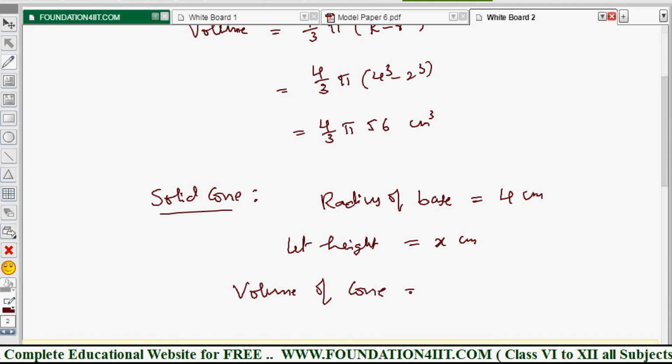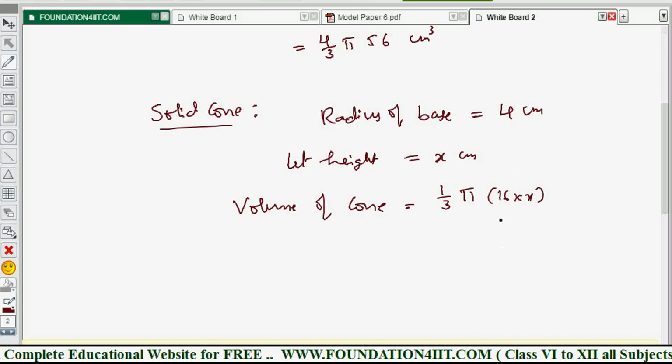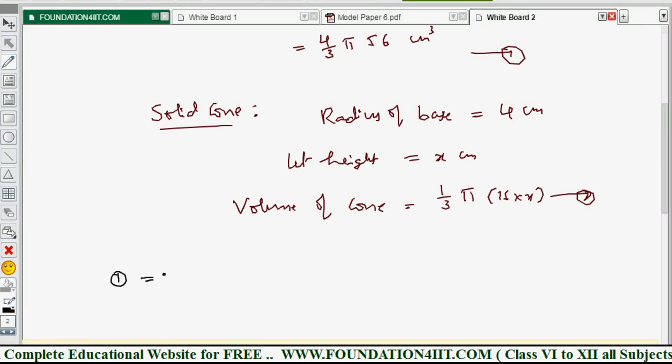So the volume of the cone formula is 1 by 3 pi r square h. That means 1 by 3 pi 16 into x. So according to the question, these two values are the same, first and second. As per the question, both are equal because they just melted. That means volumes never change. Then 1 is equal to 2.